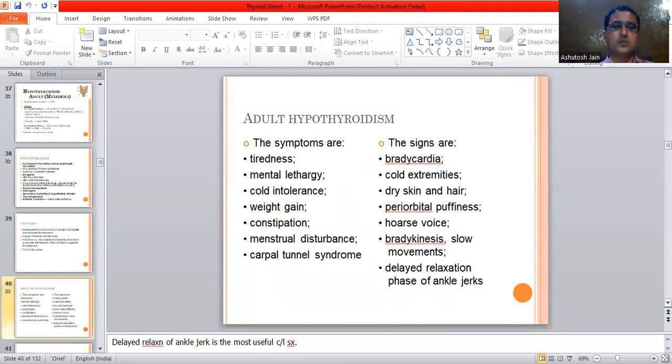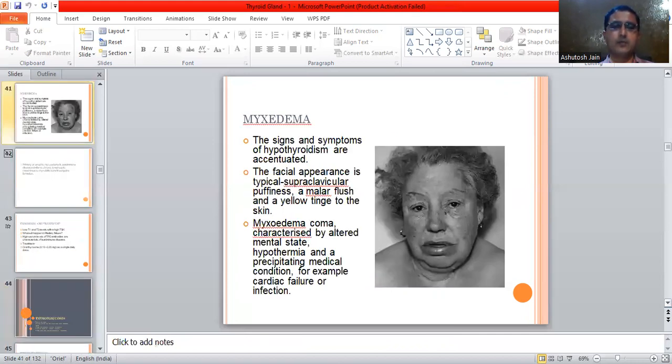Adult hypothyroidism symptoms: tiredness, mental lethargy, cold intolerance, weight gain, constipation, menstrual disturbance, carpal tunnel syndrome. Signs: bradycardia, cold extremities, dry skin and hair, periorbital puffiness, hoarse voice, bradykinesis, slow movements, delayed relaxation of ankle jerks. Myxedema. The signs and symptoms of hypothyroidism: the accentuated facial appearance is typical, with supraclavicular puffiness, a malar flush, and a yellow tinge to the skin.